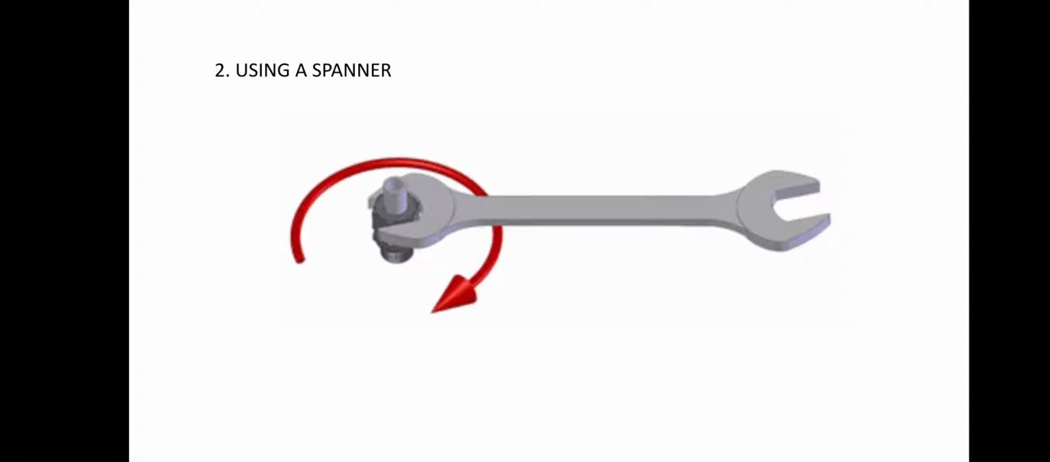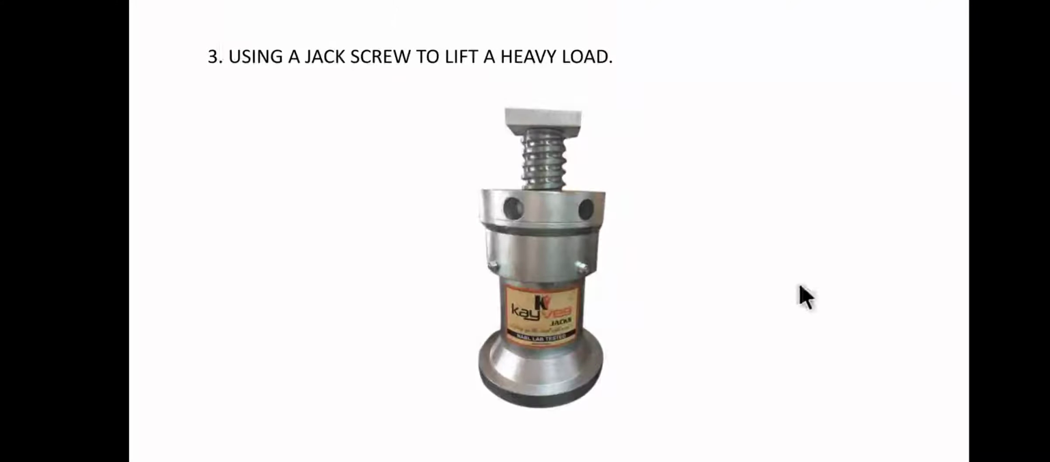The next example is a spanner. When we use a spanner and rotate it to tighten or loosen a nut, the spanner moves in a circular or rotational motion. Similarly, using a jack screw to lift a heavy load: this is the jack screw, and a lever is used to make the jack screw move round so that the load can be lifted up. This is again an example of circular motion.